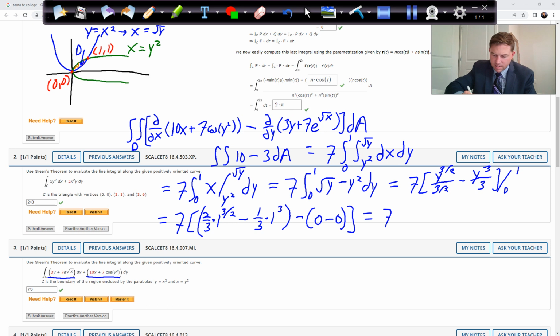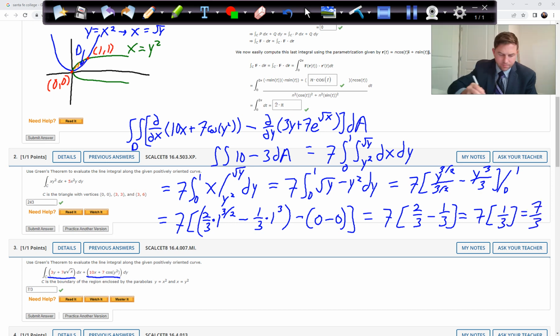So this is going to be 7. 1 to the 3/2 is 1, times 2/3 is 2/3. 1 to the 3rd is 1, times 1/3 is 1/3. So we get 7 times 2/3 minus 1/3, which is 1/3, which is 7/3. And that would be the answer for that one. Okay, so it looked ugly, but the messy nonlinear terms all went away in the partial derivatives, so it really isn't too bad.